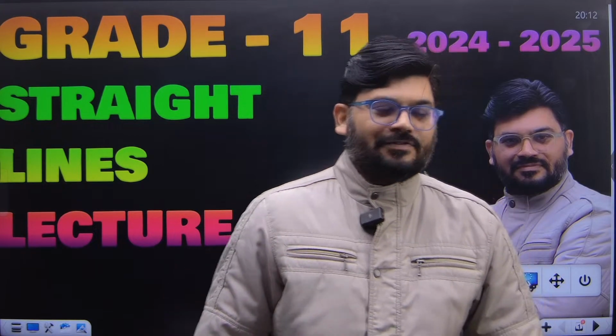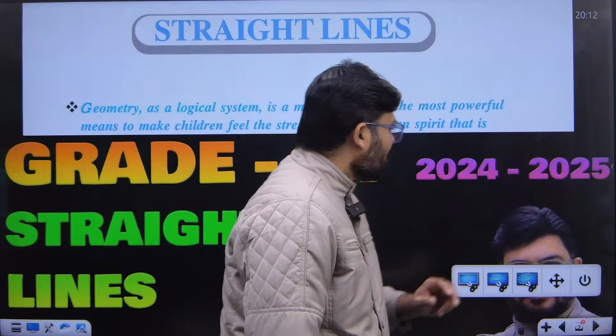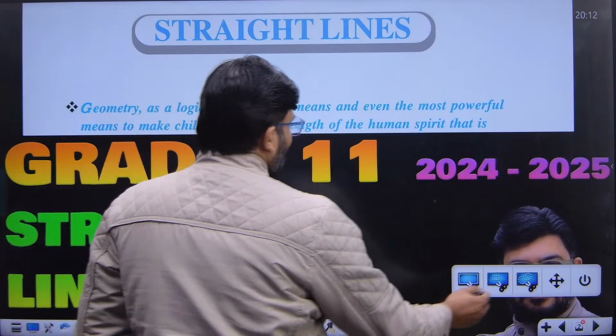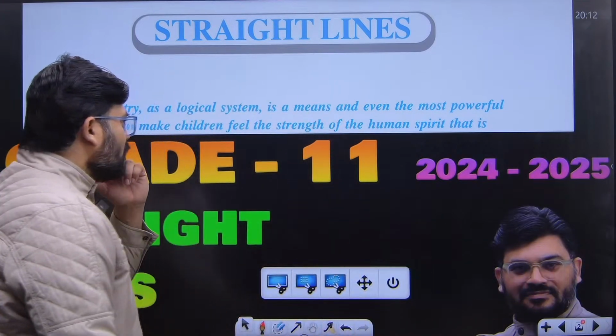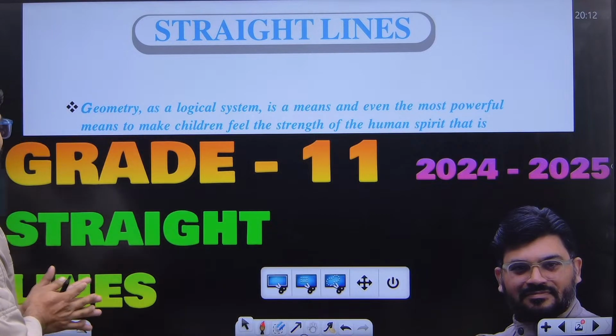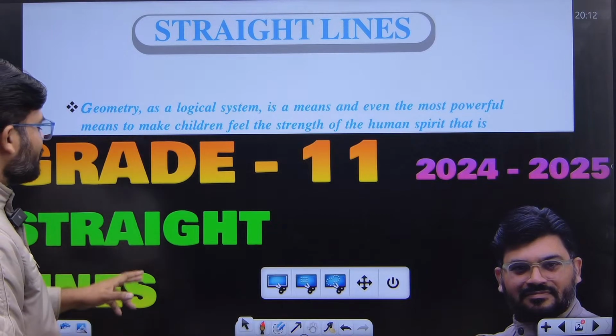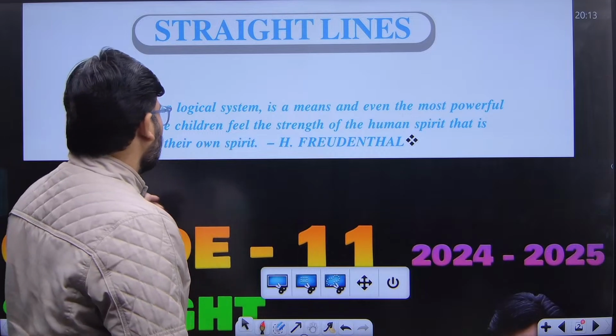Let's continue the class first. Now, what are straight lines? There is a sentence told by great mathematicians. Let's read that.